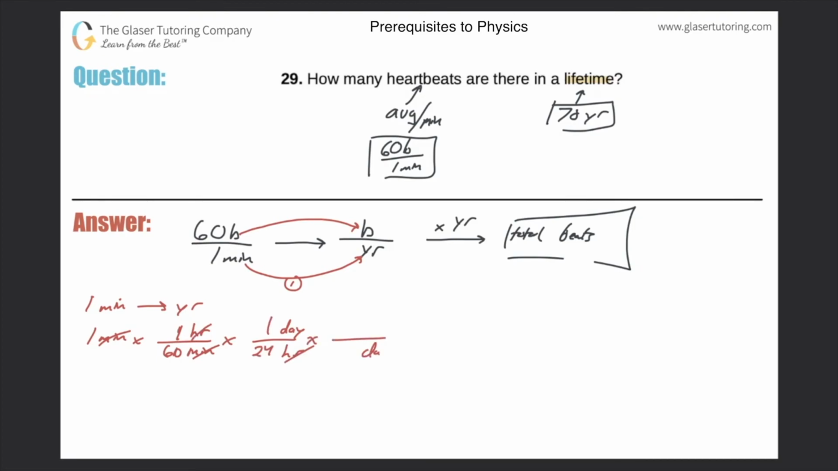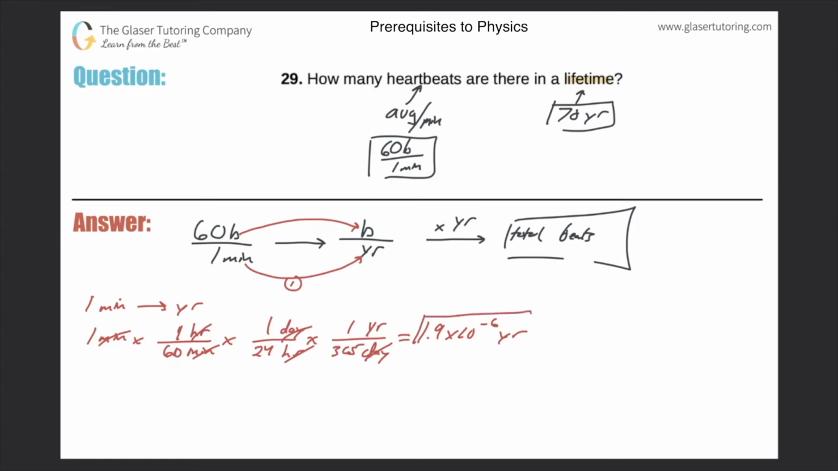Then I've got to write day on the bottom. And now I'm thinking, do I know how many days there are in a year? Oh, yeah, we do. So let's just approximate it: there's 365 days in 1 year. So that will now get me the amount of years that 1 minute is equivalent to. So let's do the math. It'll be 1 divided by all these values, 60 times 24 times 365. So that works out to be a value of 1.9 times 10 to the minus 6 years.